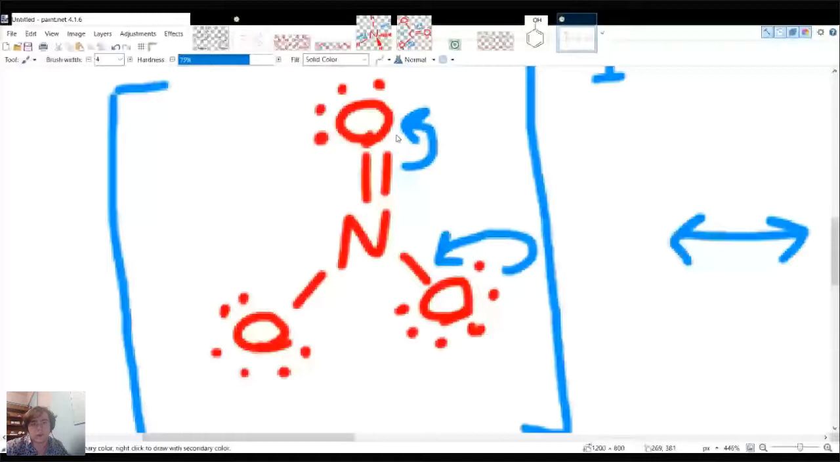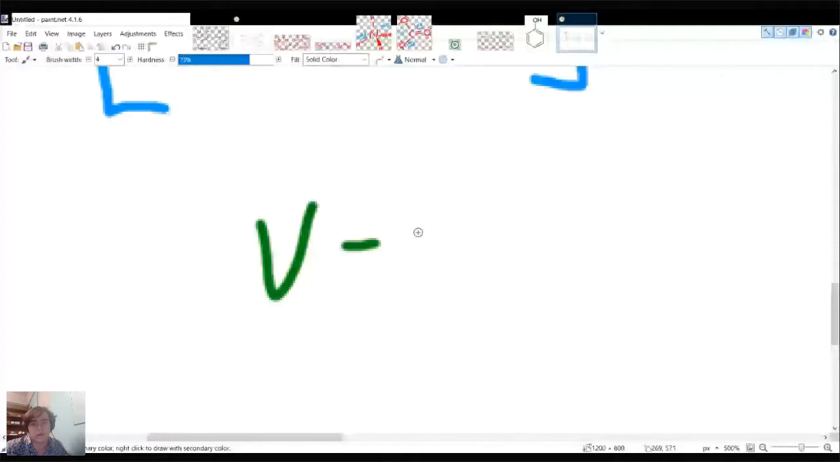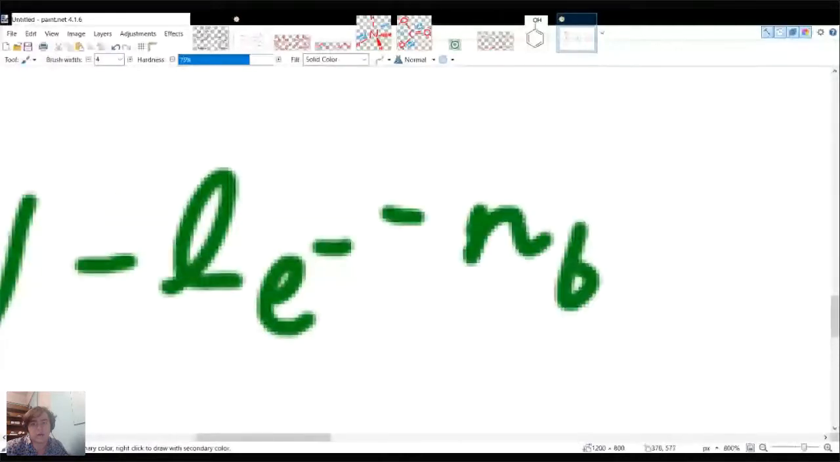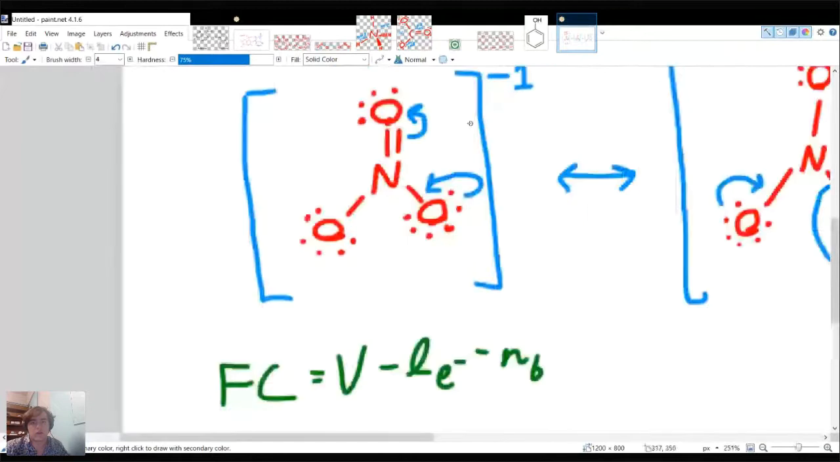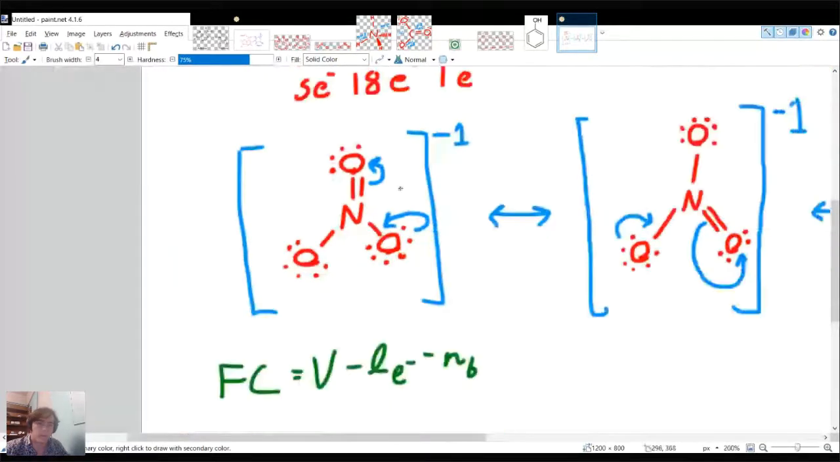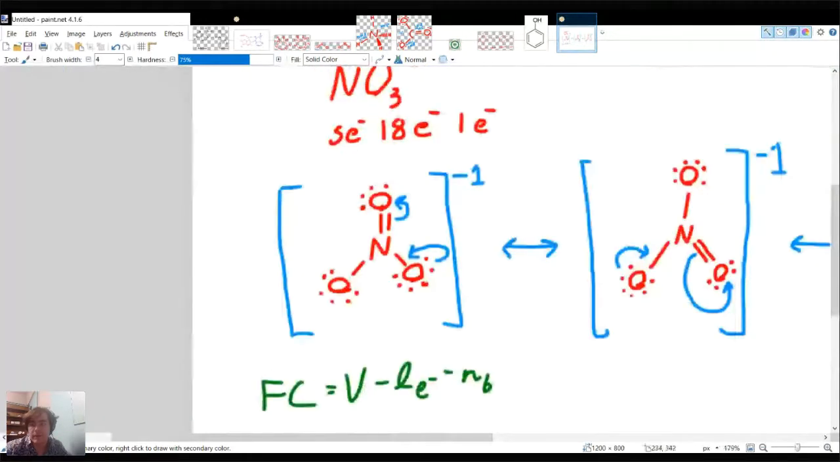If you remember the formula, it's number of valence electrons minus the number of lone electrons minus the number of bonds. That's formal charge. So what's the formal charge on the nitrogen here? You can throw a guess out there. Tough crowd tonight. All right.